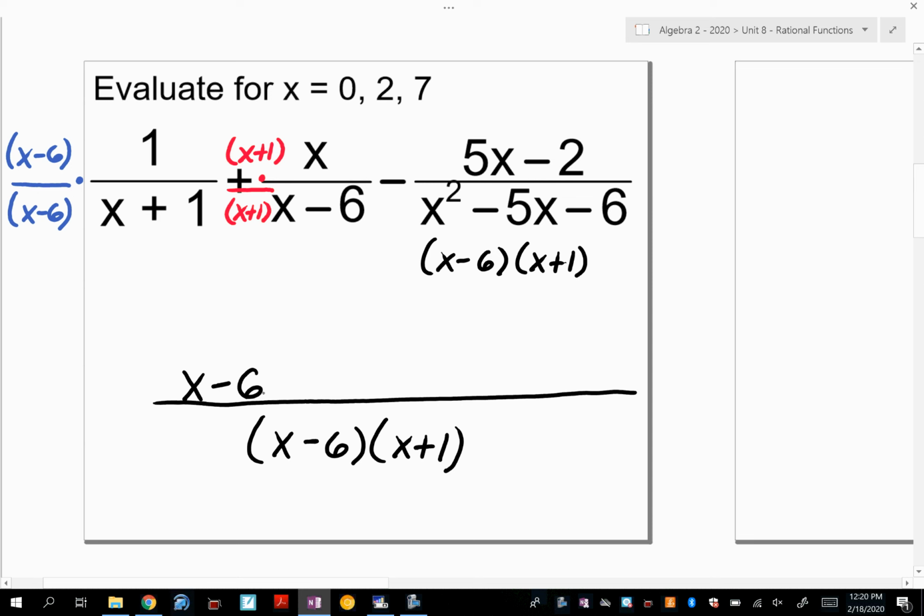Okay? Now, look at the next term. The next term had an x in the numerator. But it needs to multiply by x plus 1. So what am I going to write for that one? Plus 1x. Very good. Now be careful here. It gets a little tricky.